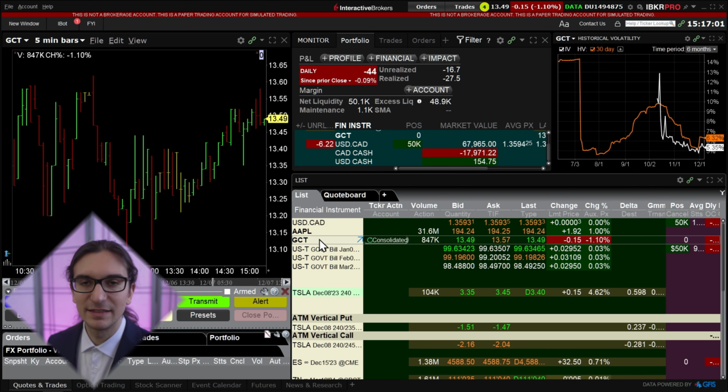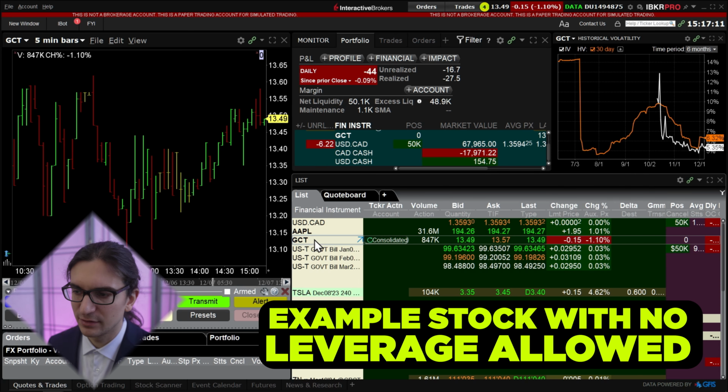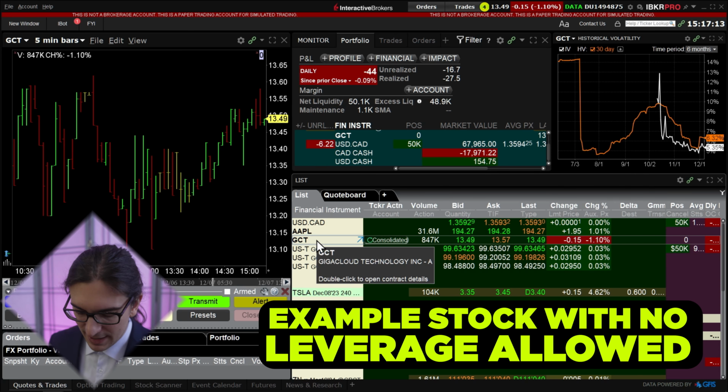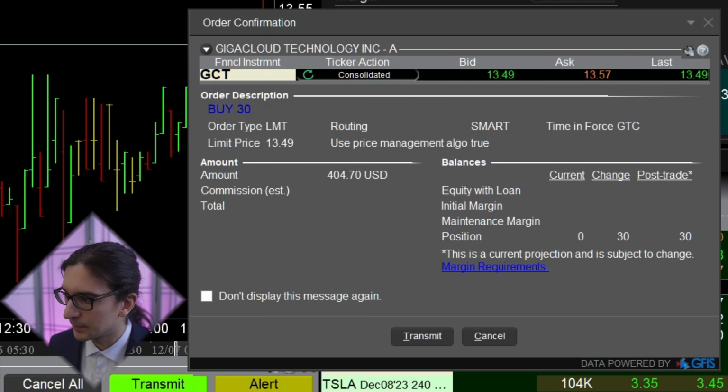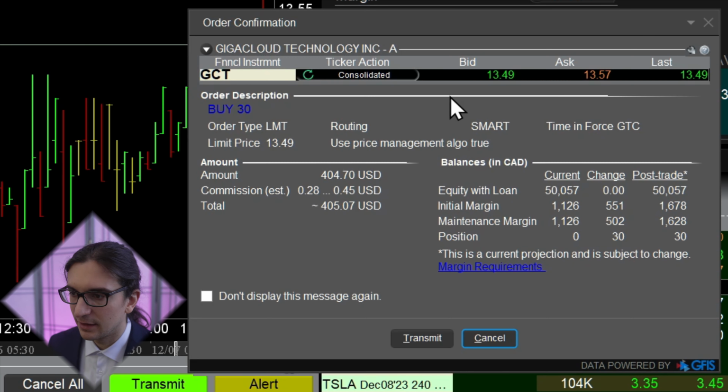Now, let's go on and look at a different stock here. So this is a different stock. It's a small cap, or lower market capitalization, stock here. And I'm going to place an order on this stock and then look at the margin requirement here. As you can see, the price of this stock is about $13.49. And I'm going to transmit this order. And if we look at the notional value of the shares that I'm trying to purchase here, it is $404.70 US dollars.